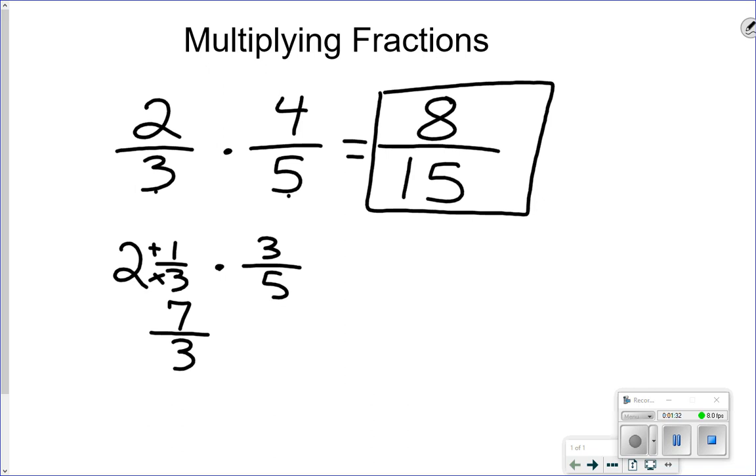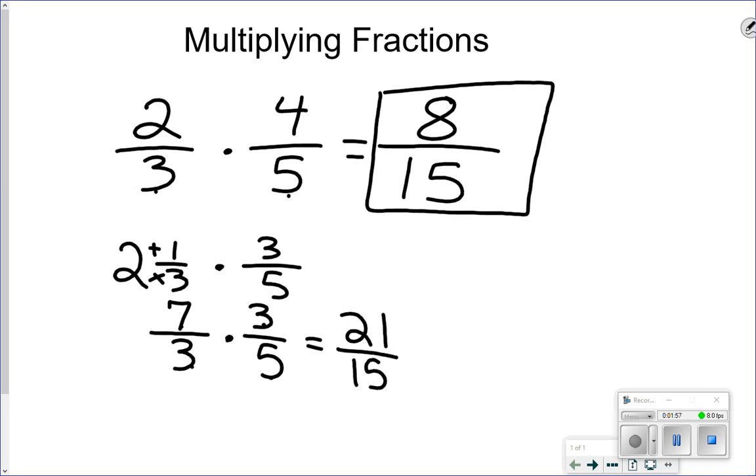And the denominator simply stays the same. So it was 3 in the original problem. It'll be 3 in the improper fraction as well. And then we don't have to do anything with 3/5. So I'm just going to rewrite it as times 3/5. That's not a mixed number. And now we multiply straight across like we did on the top. So 7 times 3 is 21. That's our numerator. And then 3 times 5 is 15.